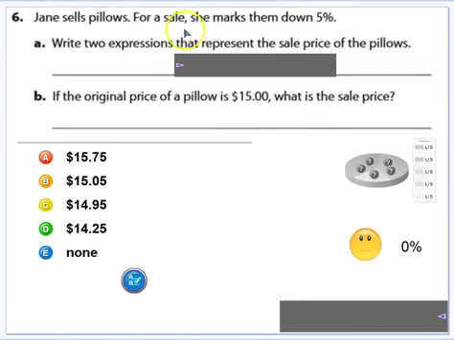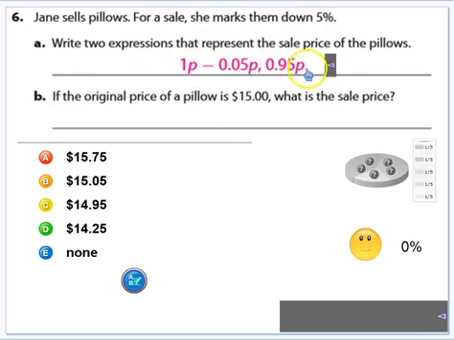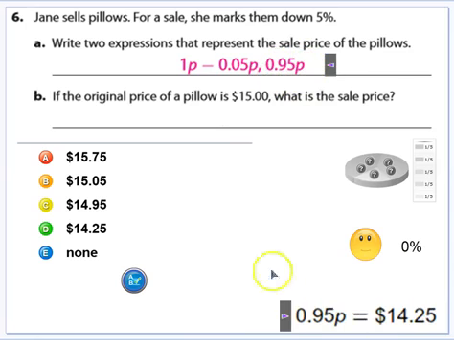Jane sells pillows. For a sale, she marks them down 5%. Write two expressions that represent the sale price of the pillows. I get X minus 0.05X, which is the two terms, or I do the 1 minus the 0.05 and get 0.95X. Oh my God, I'm so smart! Anybody watching this video can be just like me. If the original price of a pillow is $15, what is the sale price? We take 0.95, we multiply it by 15, and then we're going to end up with $14.25.